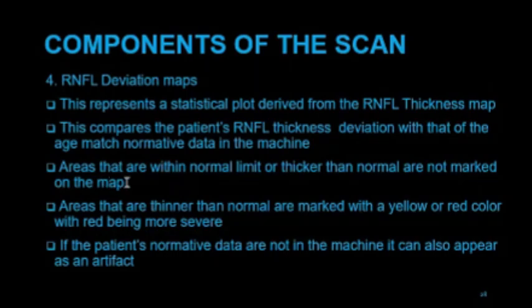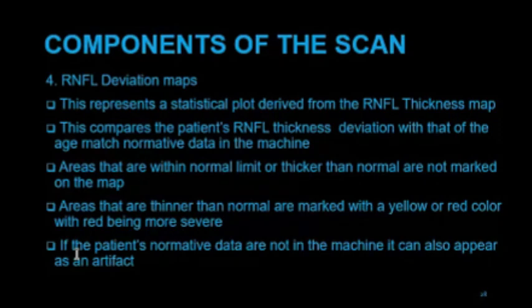Also, areas that are within normal limits or thicker than normal are not marked on the map. Areas that are thinner than normal are marked with yellow or red color, with red being more severe. Remember, in the retinal nerve fiber layer thickness map, red is indicative of a good result. But in the deviation map, red is indicating a poor result.